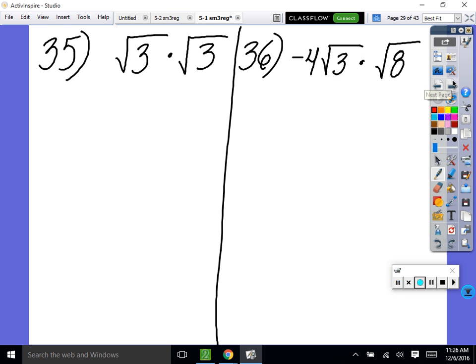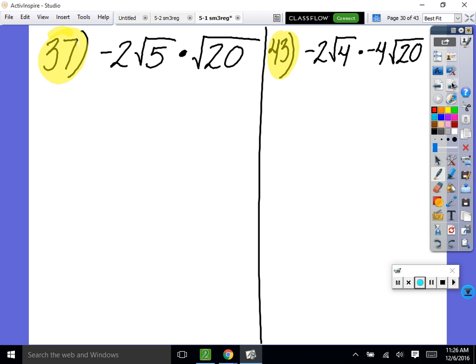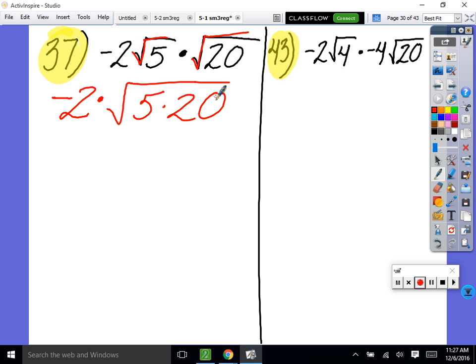All right, here we go. Number 35 we've already done, and 36 we've already done. Here we go, 37 and 43. So if we're multiplying these, there's a couple times we can. Aren't these both square roots? So we can multiply them together. Do it smartly though. Don't make your life harder than it needs to be. This is -2 times the square root of 5 times 20. Am I going to multiply those together? No, because then I'll have to re-split them apart.